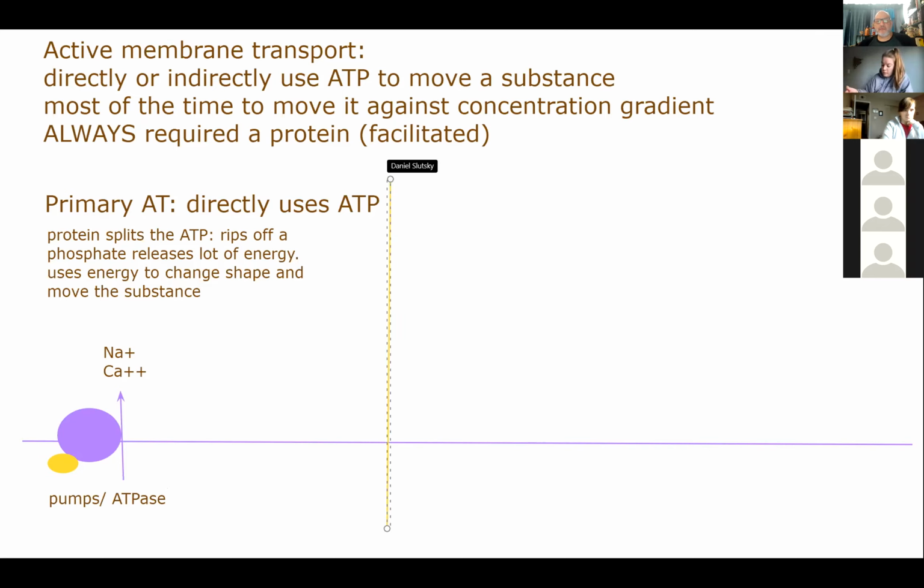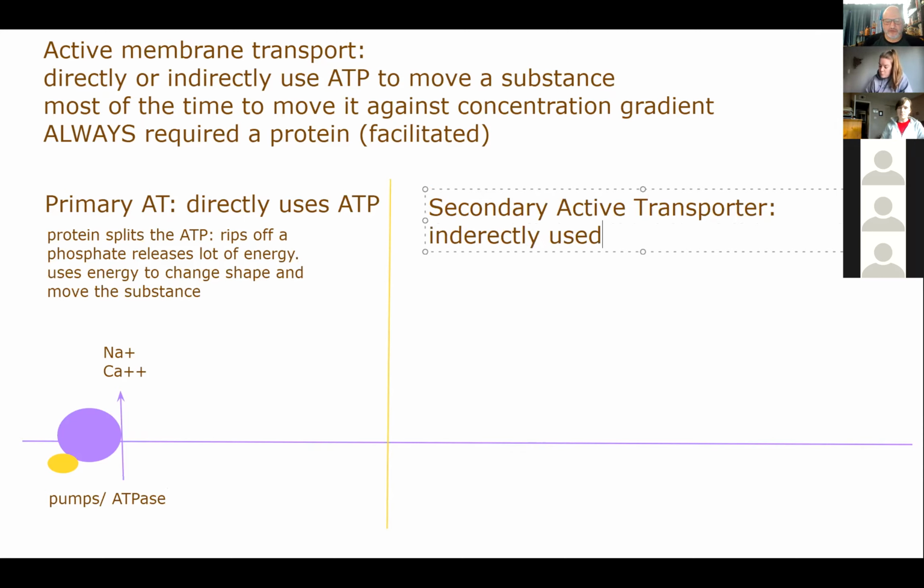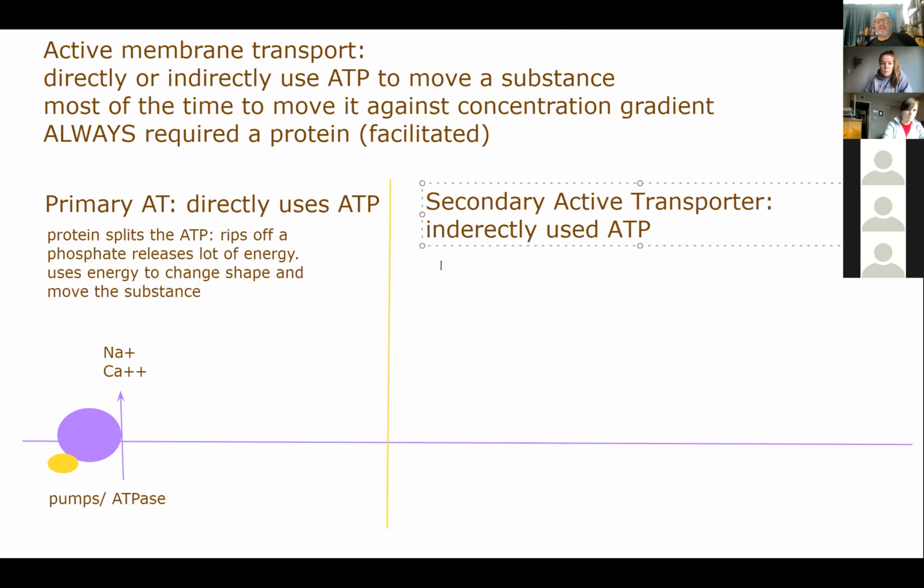Okay, that's where I got confused. Yeah. The key to a secondary active transporter is that it indirectly uses ATP. Instead, what a secondary active transporter does is it uses a molecule that has a strong driving force.